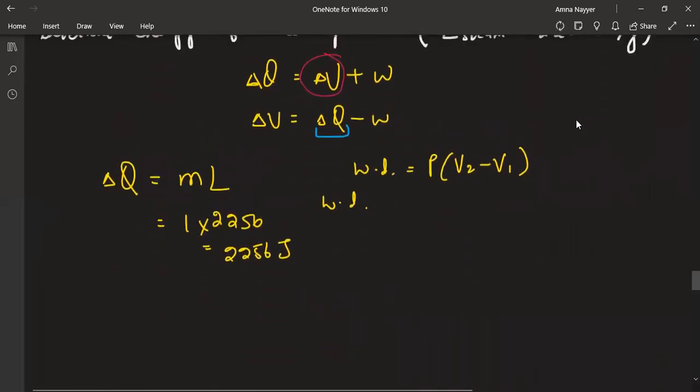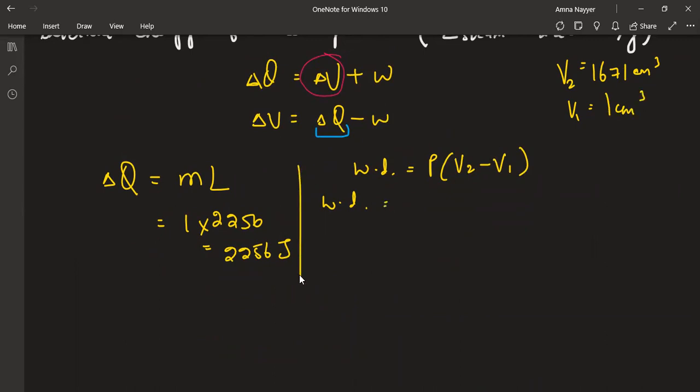See, for this part, volume V2 is 1671 centimeter cube. So V1 will be what? Density of water is 1 gram per centimeter cube, and mass is also given, 1. So volume will also become 1 centimeter cube. Now we have all the data with us.